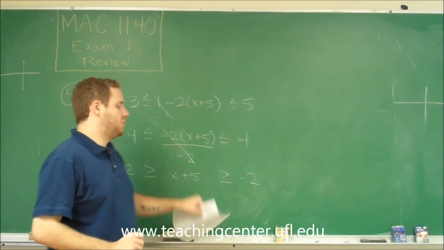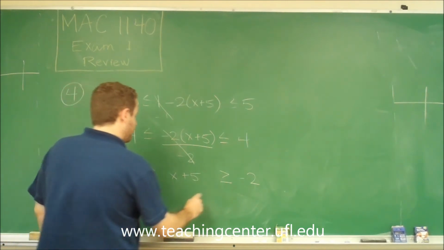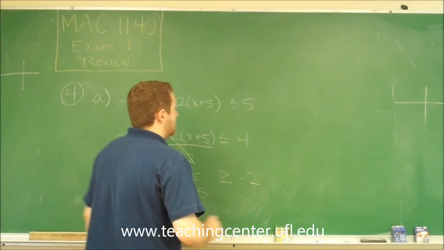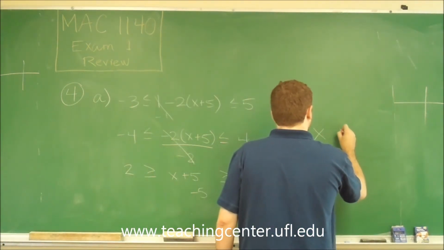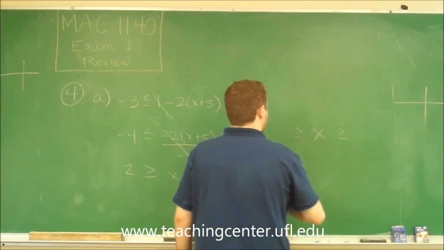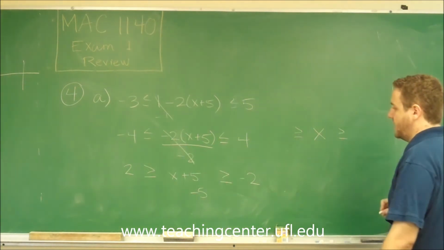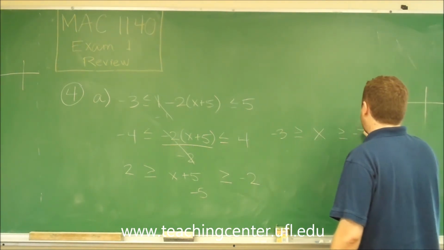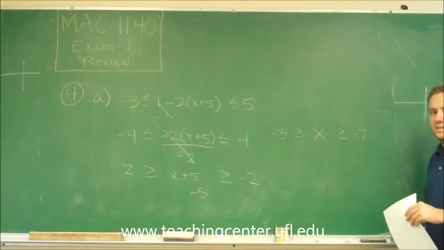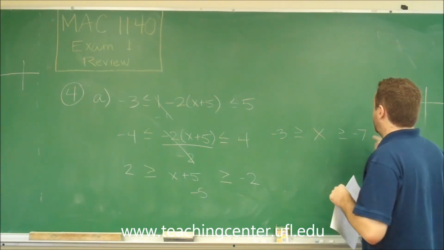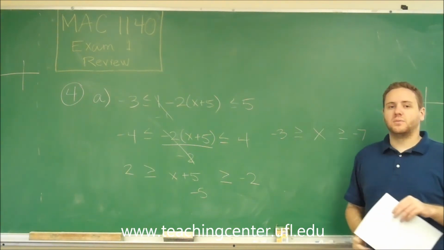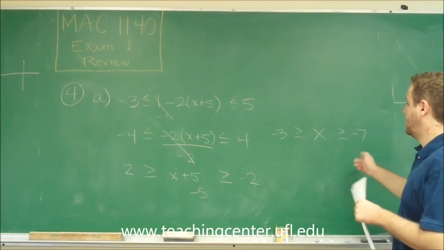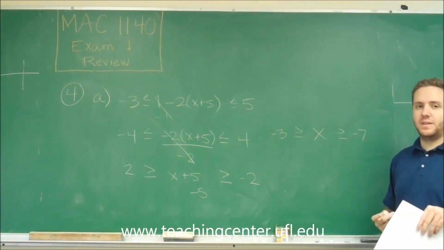And finally, we just need to subtract 5. So we get x in the center. When we subtract 5 from both sides, over here we get negative 3, and over here we get negative 7. So this tells us that x has to be in between negative 7 and negative 3, inclusive, meaning these are equal signs. It can be the endpoints.